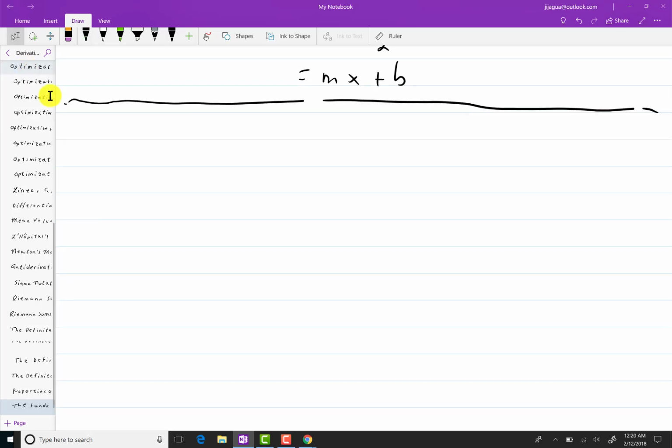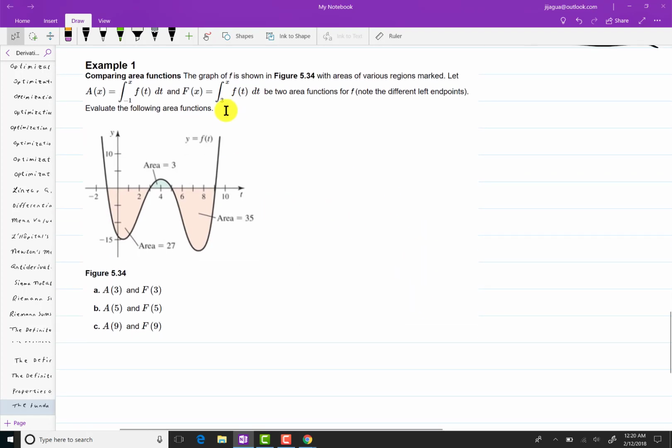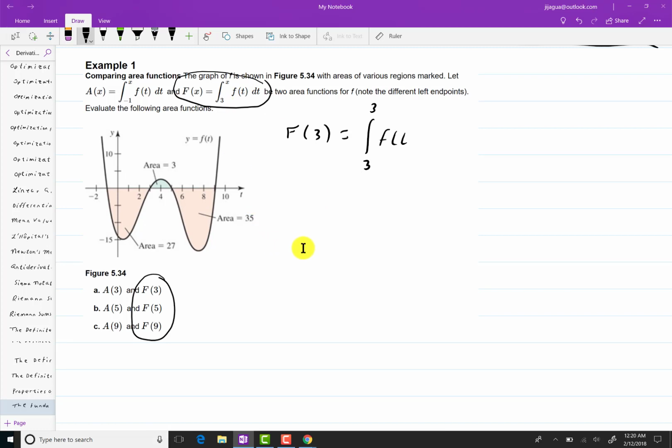Next, I have an example out of the current textbook we're using, and it looks like this. I am more interested in this function here, capital F of x equaling the integral from 3 to x of f of t. So I'm interested in finding these values here. So let's take a look at F of 3. Well, that's going to be the integral from 3 to 3 of f of t dt, which automatically equals 0.